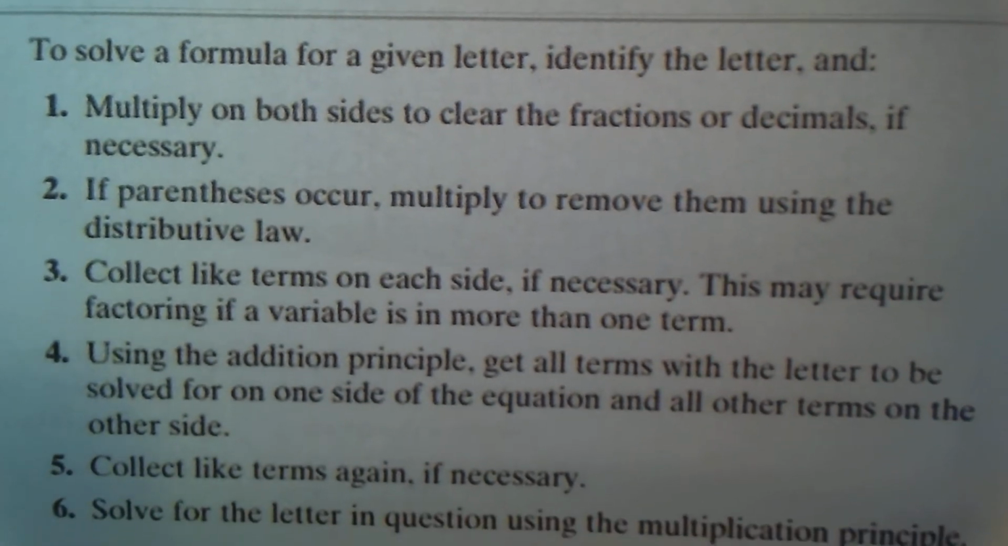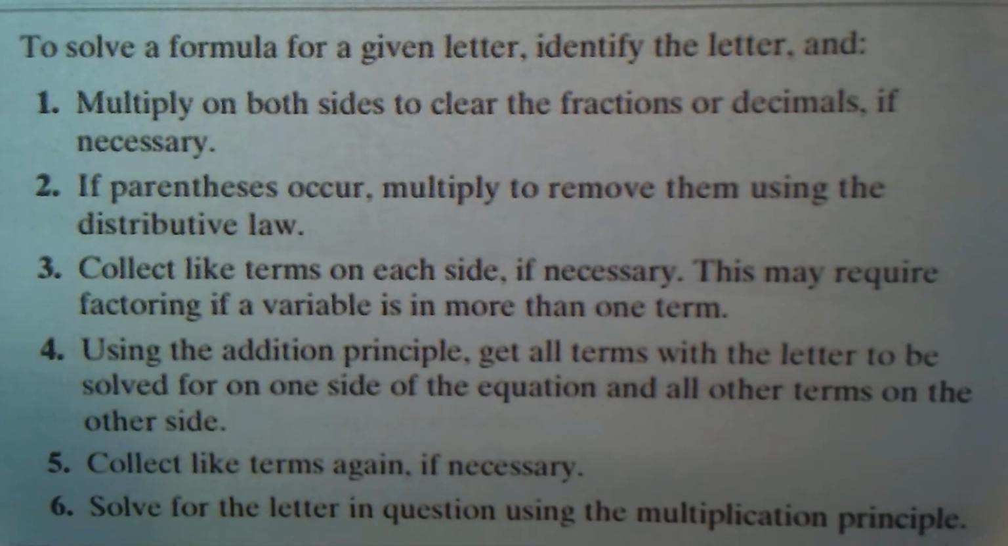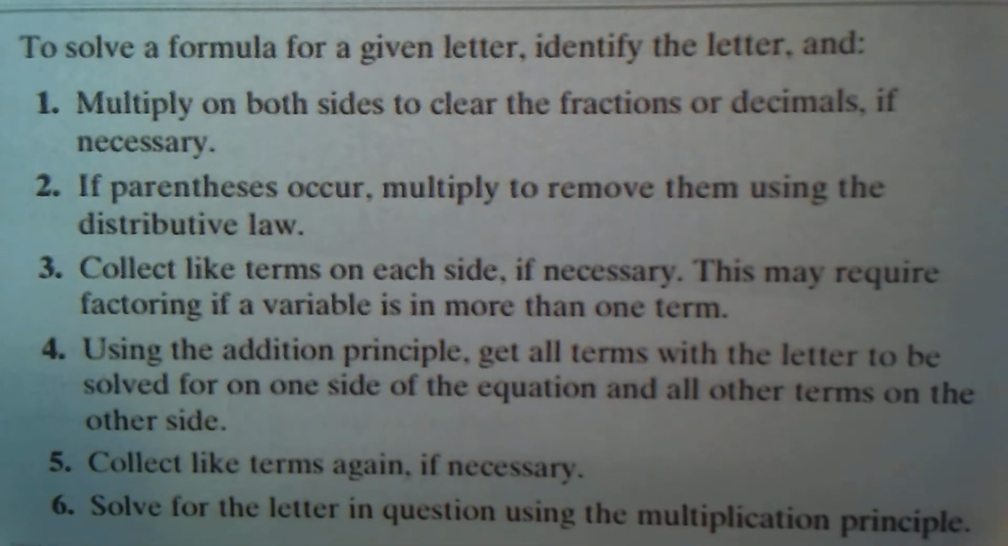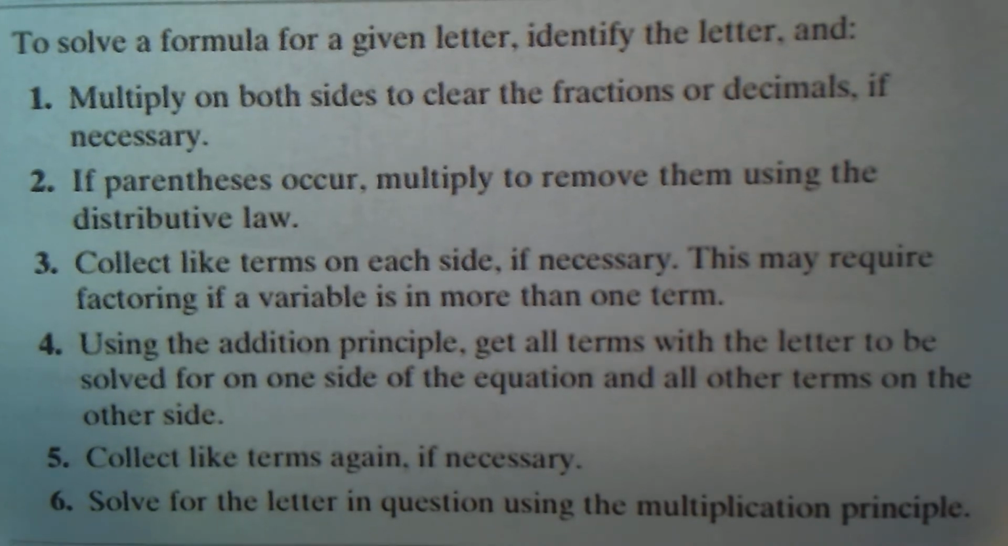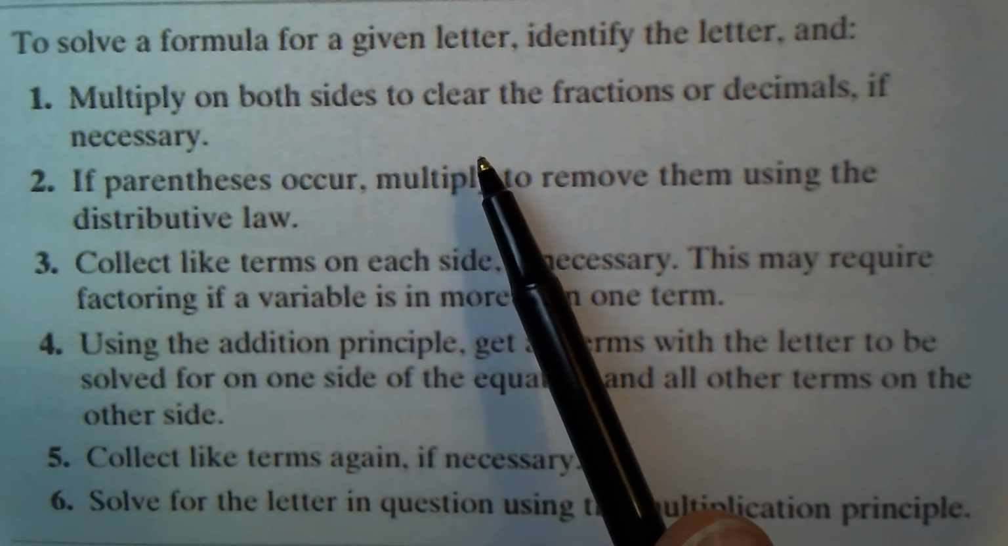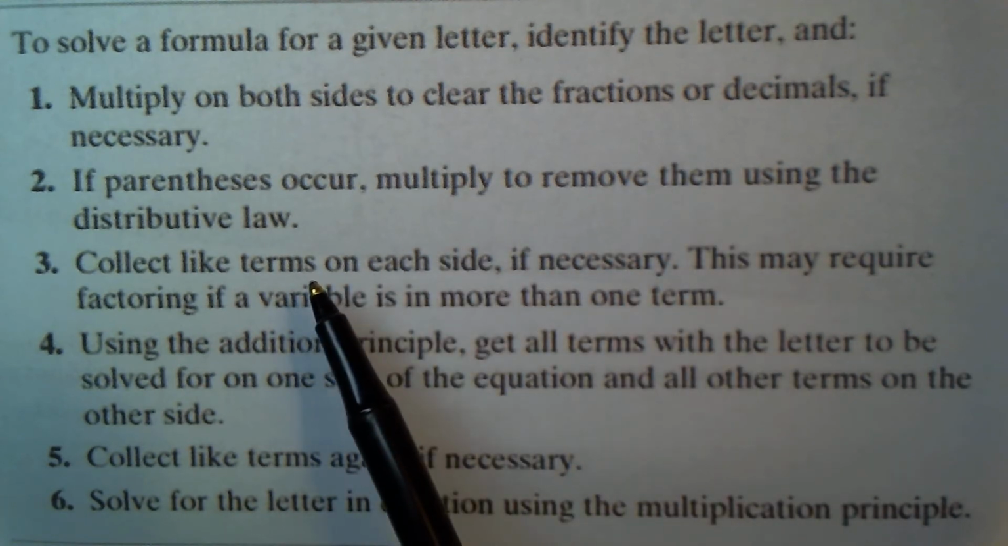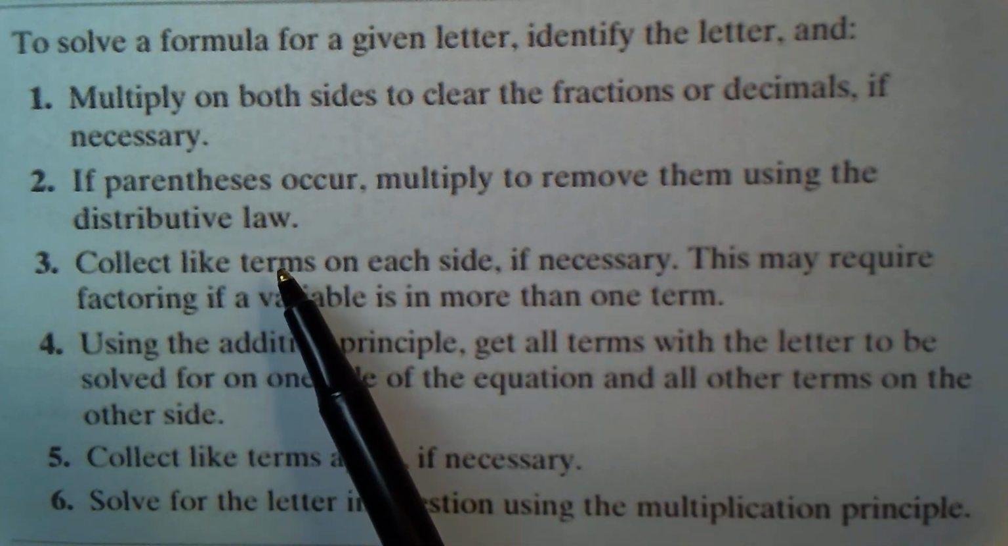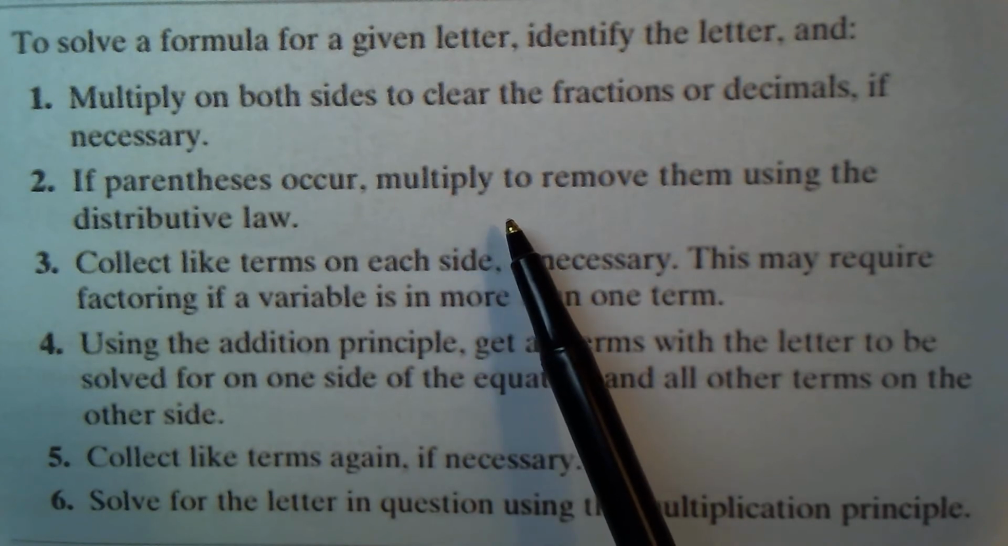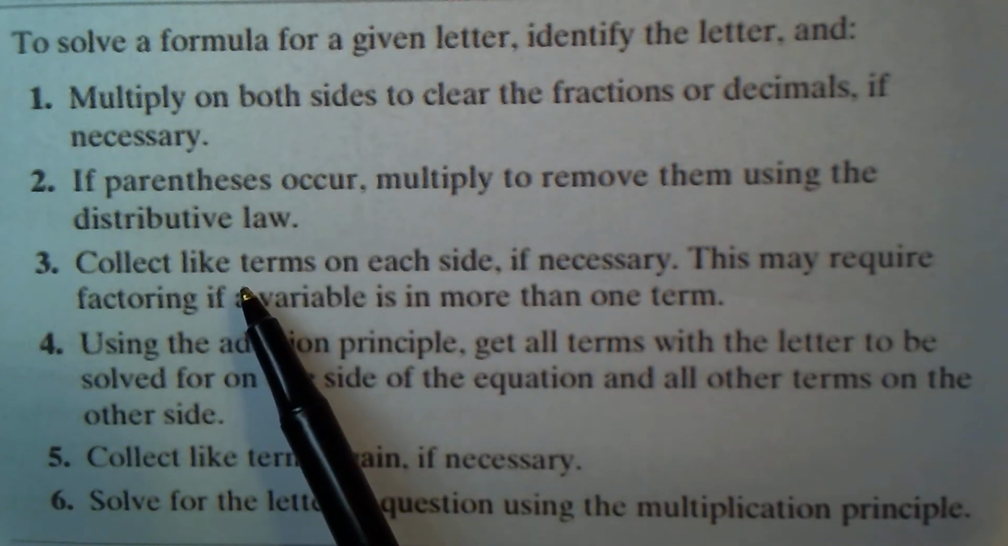There are 6 steps, and well, let me just go through those 6 steps. Again, they're pretty straightforward. It's basically what we learned about solving equations in the previous section. So if there are fractions, we multiply both sides of the equation to clear any fractions or decimals. And if there are parentheses, we remove them by using the distributive property.